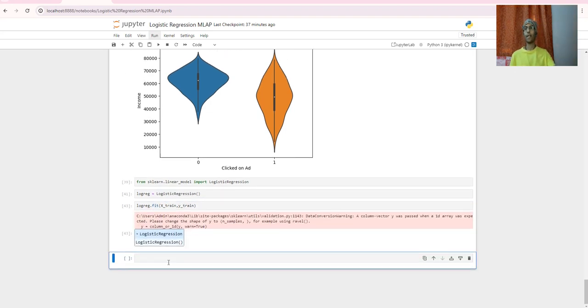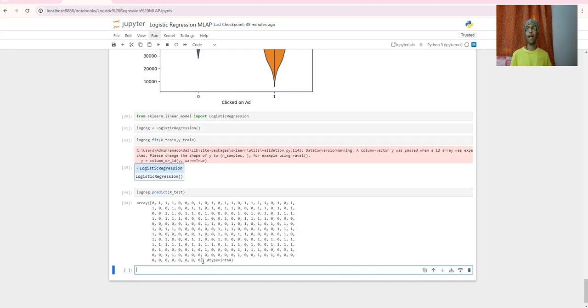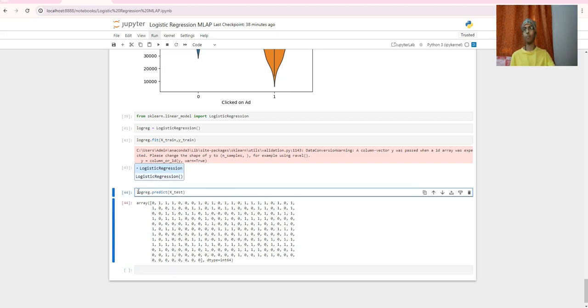The model is ready. Now we are going to predict, friends. So logreg.predict. We'll be predicting the y values using the X_test values, right? To get the y hat, we have to use the X_test, right? So we do that, and this is what we get. So this is y hat or y pred.